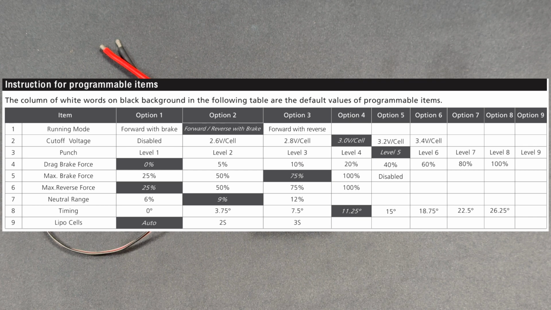Next one is the timing. It's electronic timing advance that the speed control applies to the motor to make it a little bit faster. Makes motors run a little bit better. Sensorless motors don't have an end bell for timing, so this allows you to have some timing in there all the time. It defaults to 11.25 degrees. It goes all the way up to 26.5.